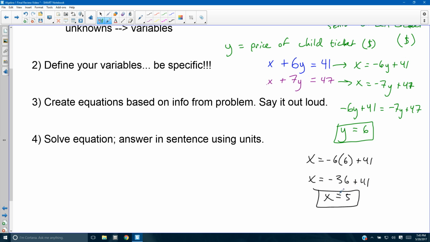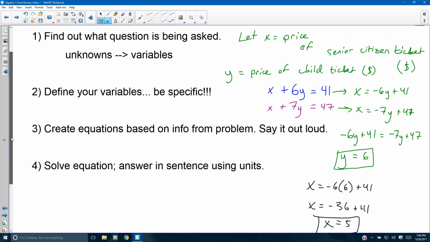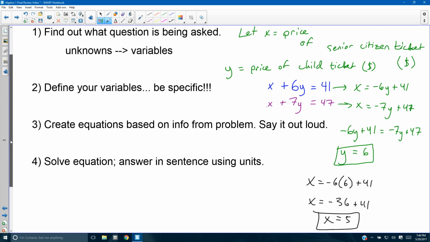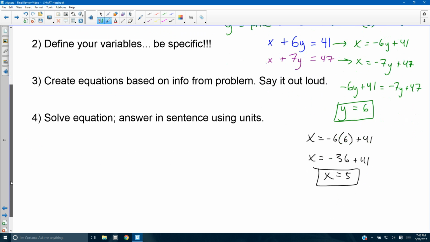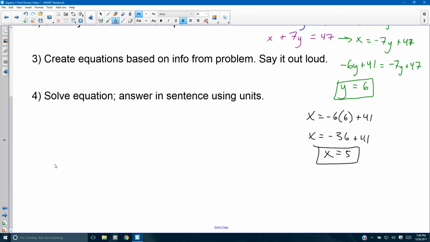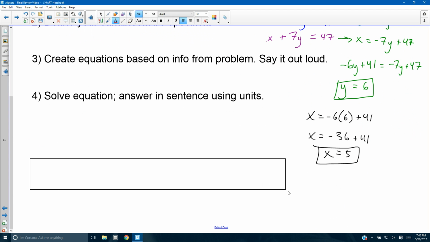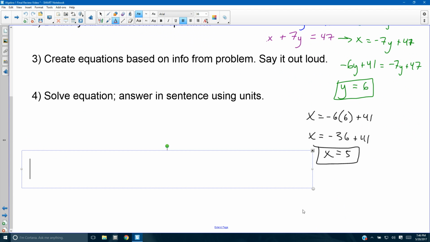All right, so we did get that answer. Regardless, that's 5. That's not 5 senior citizen tickets. That's the price of each senior citizen ticket. They're each $5. So if I'm going to write the final thing, look, this is not an ordered pair either. Especially, you're probably going to be defining a lot of variables that aren't x and y. So don't get used to writing ordered pairs for these. Leave something in terms of words.